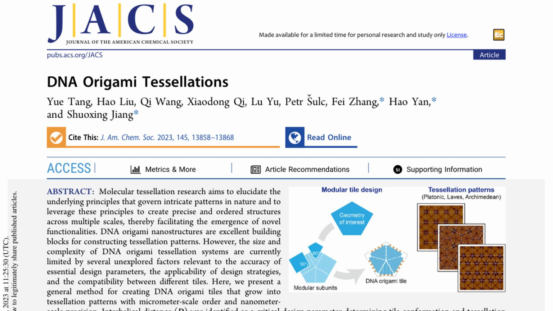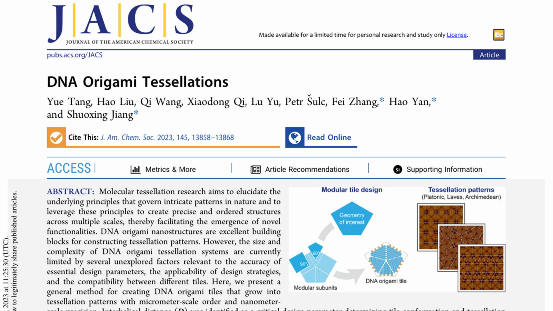The authors identify the interhelical distance, d, as a critical design parameter that determines the conformation of the DNA origami tiles and the outcome of the tessellation pattern. By finely tuning d, the authors were able to accurately design the geometric shape of the monomer tiles, minimize curvature, and improve the tessellation capability. This enabled the formation of single crystalline lattices ranging from tens to hundreds of square micrometers.